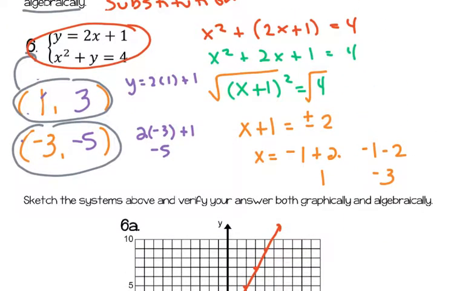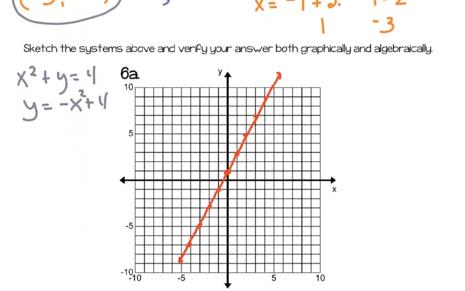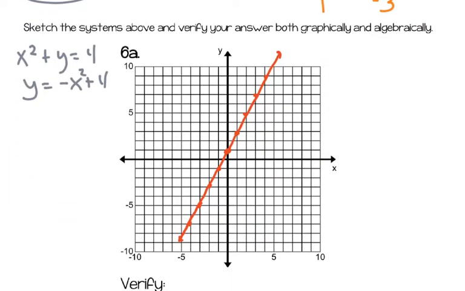Now for my second equation, that's a parabola. x squared plus y equals 4. But I can't graph it like that. So if I have x squared plus y equals 4, I need to make that look like something I know how to graph. So y equals negative x squared plus 4. That's the parent function of a quadratic reflected and moved up 4. So I'm going to take my parent function, I'm going to move the vertex up 4. It's going to be reflected with no stretch.